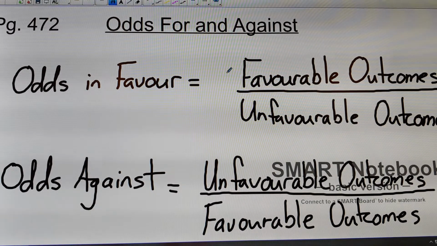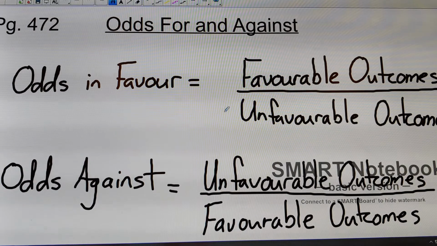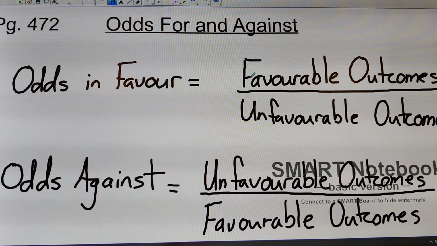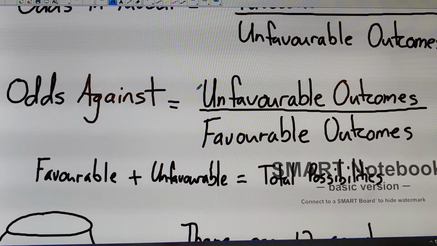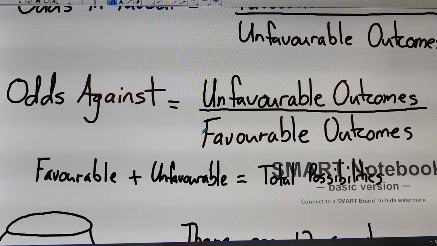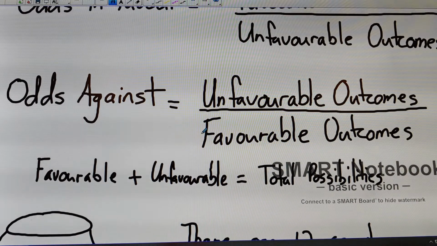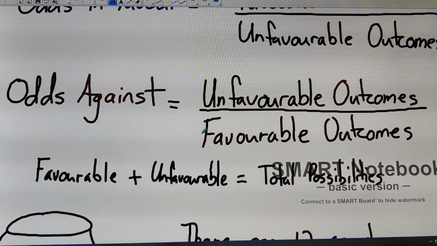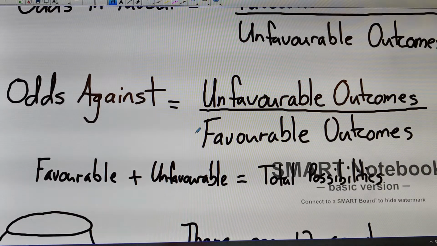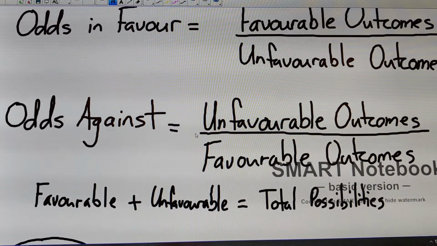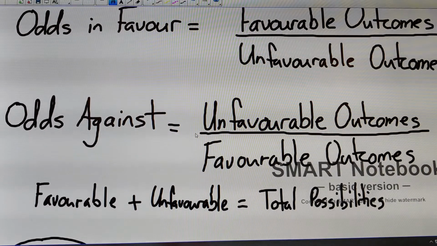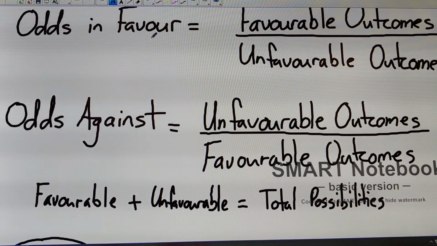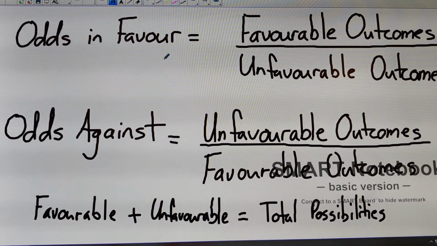Odds in favor. It's what you're looking for against the things you're not looking for. So it's favorable outcomes over unfavorable. For odds against, it's things you're not looking for over the things that you're looking for. So you should try to memorize these because some of the questions will ask you to do odds in favor, do odds against, or they'll give you probability and then ask you to figure out odds in favor or odds against. So again, if it's in favor, the favorable is on the top. If it's against, the unfavorable is on the top.